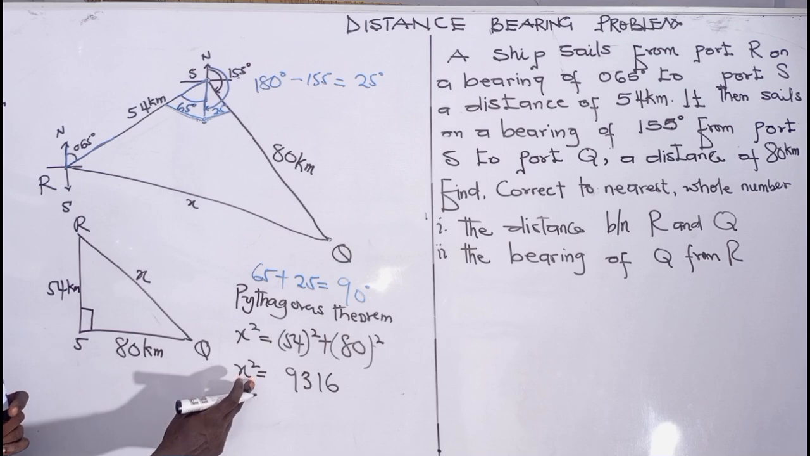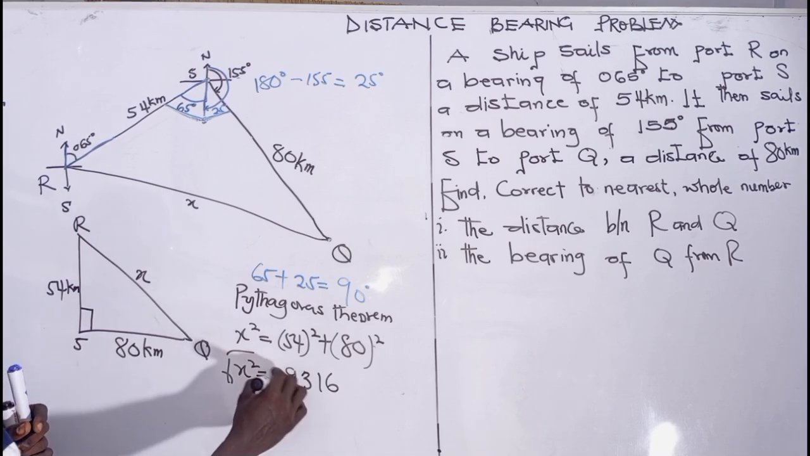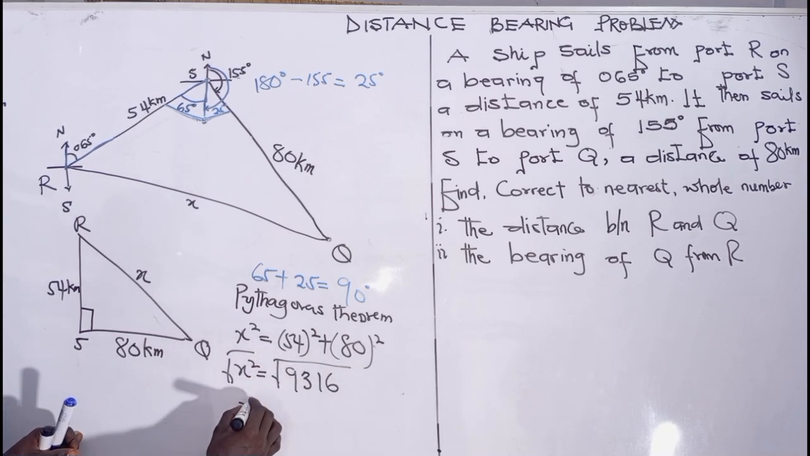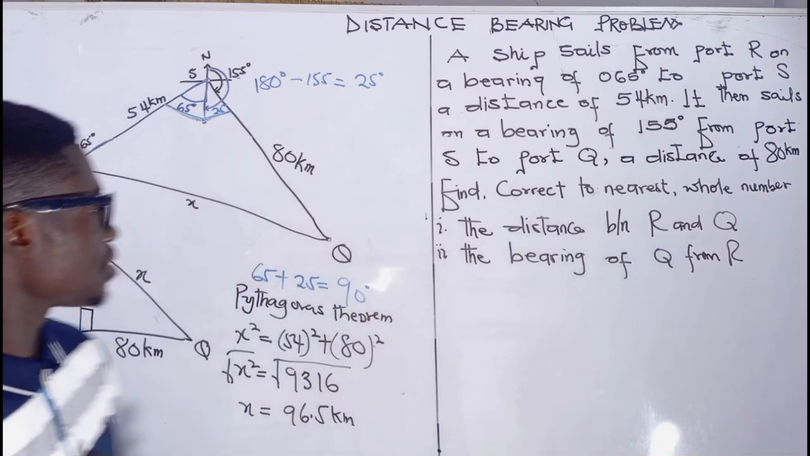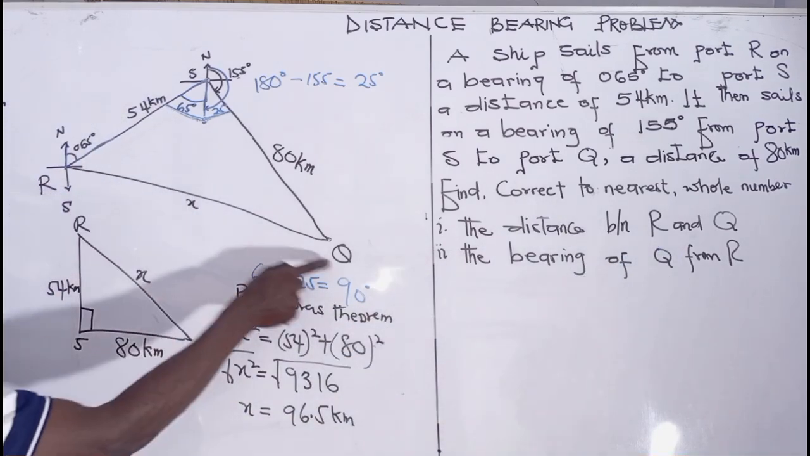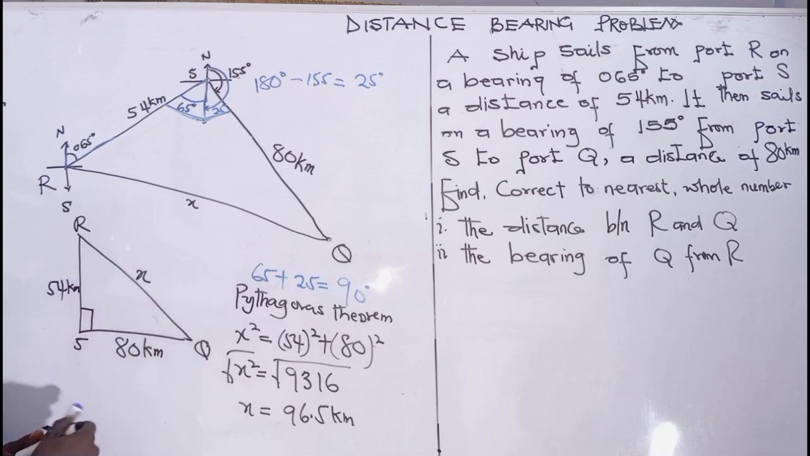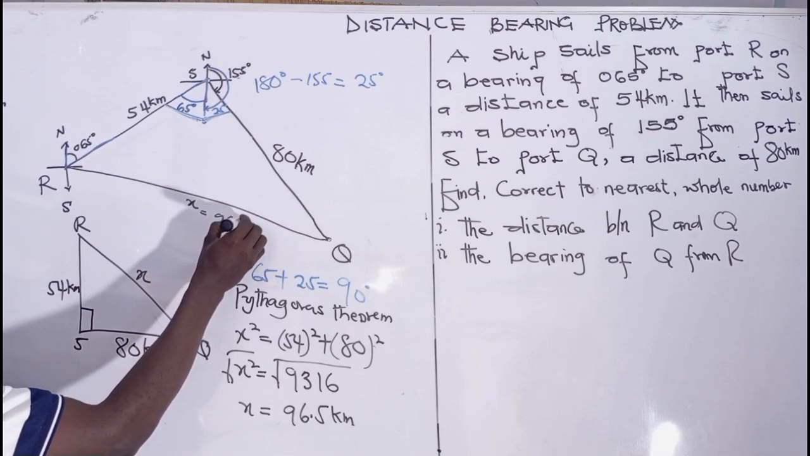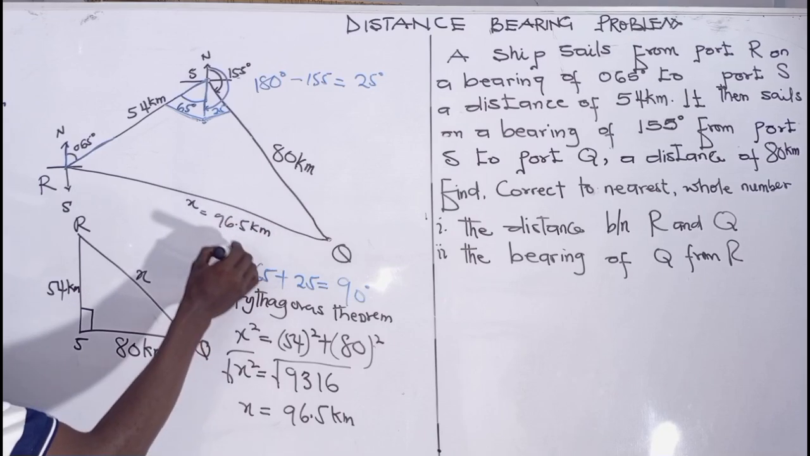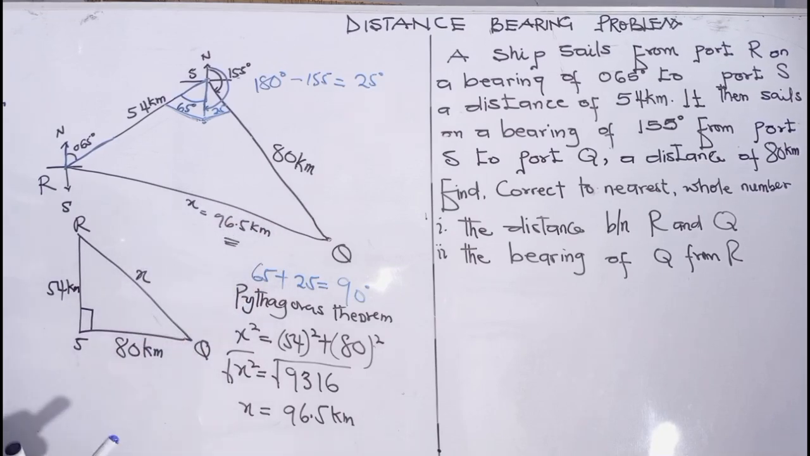So we have s squared is equal to 54 squared plus 80 squared, which is going to give us 9316. Now we are looking for s, so we take the square root on both sides. We have s is equal to 96.5 kilometers. So the distance between R and Q, which is x, is equal to what? 96.5 kilometers.